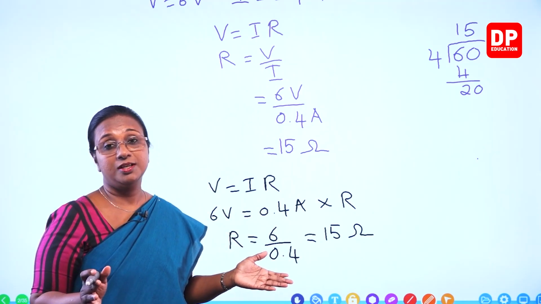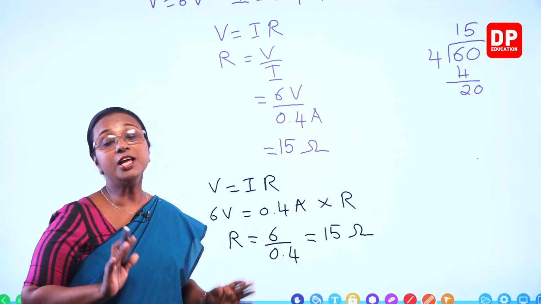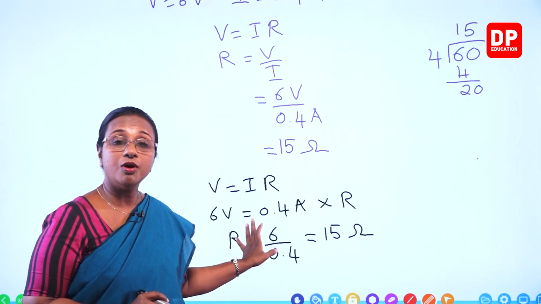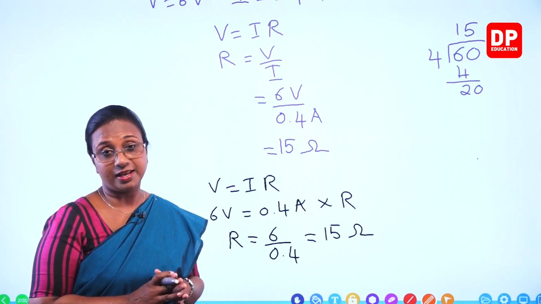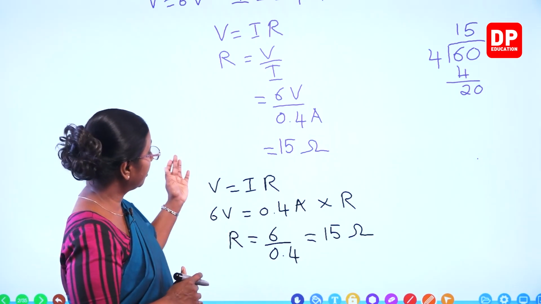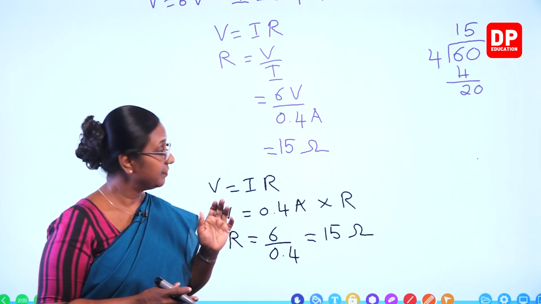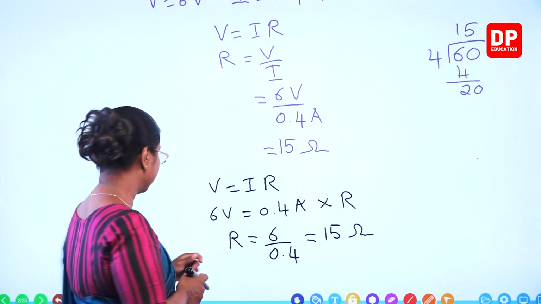It's up to y'all. Whatever is convenient for y'all can use the method. Rearrange and substitute, or substitute and then rearrange. So that is how we find the resistance of the nichrome coil. So with that, I'm going to move on to the next slide.